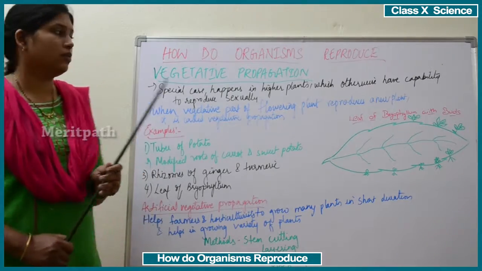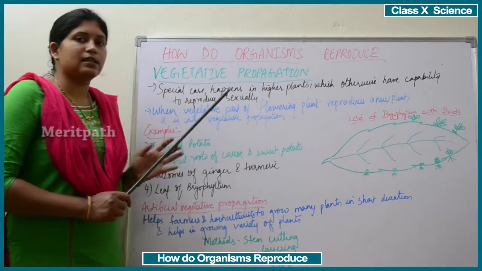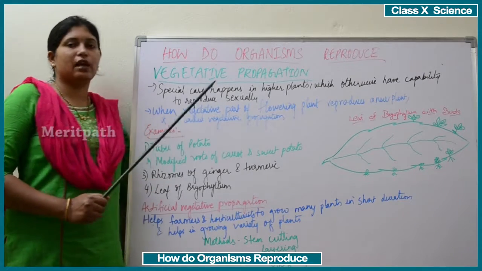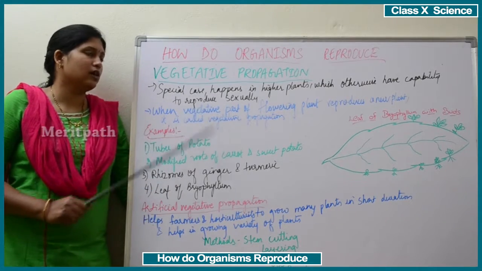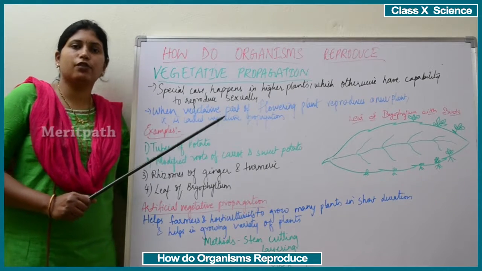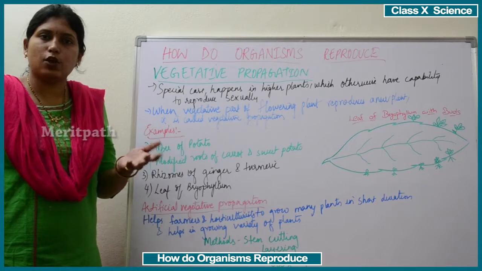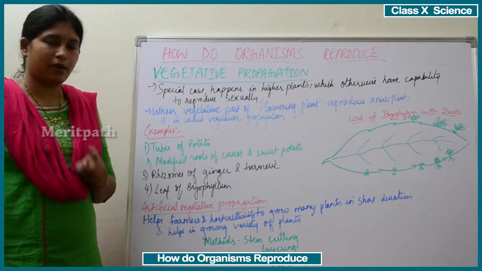Vegetative propagation. So it is a special case. It happens only in higher plants which otherwise have the capability to reproduce sexually. So it is a special case of asexual reproduction, happening in plants which are otherwise also capable of sexual reproduction.